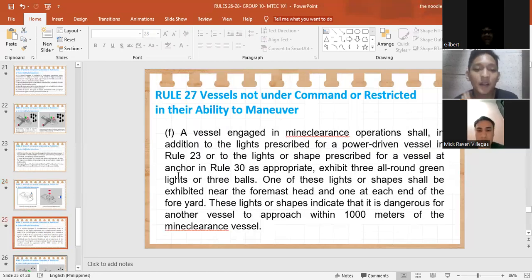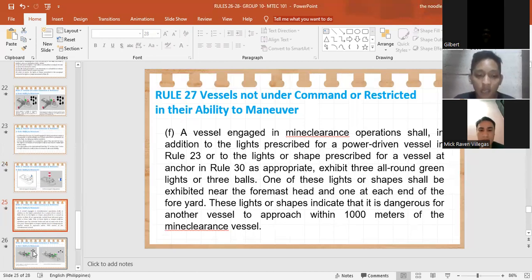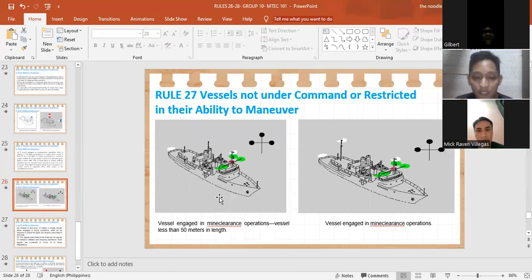So the next one would be F. A vessel engaged in mine clearance operation shall, in addition to the lights, exhibit three all-round green lights or three balls, as also prescribed in Rule 23. So this would be the picture. If a vessel is engaged in mine clearance operation, it is less than 50 meters in length. The next picture would be a vessel engaged in mine clearance operations.